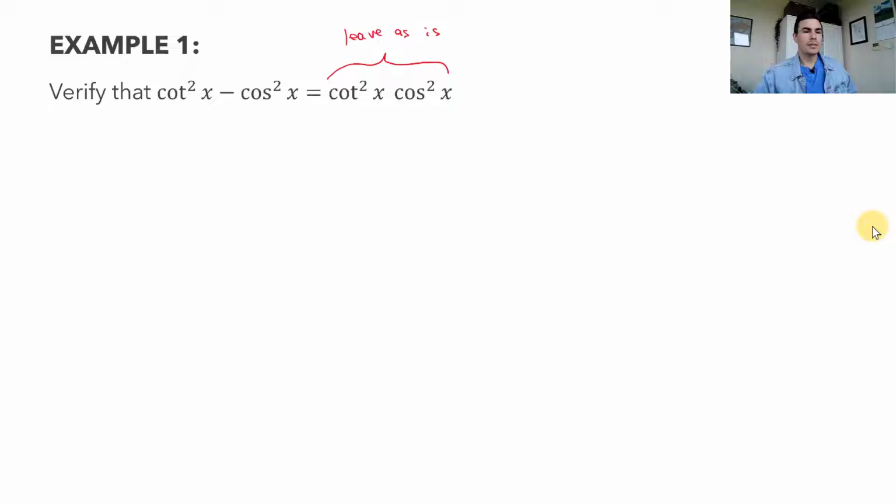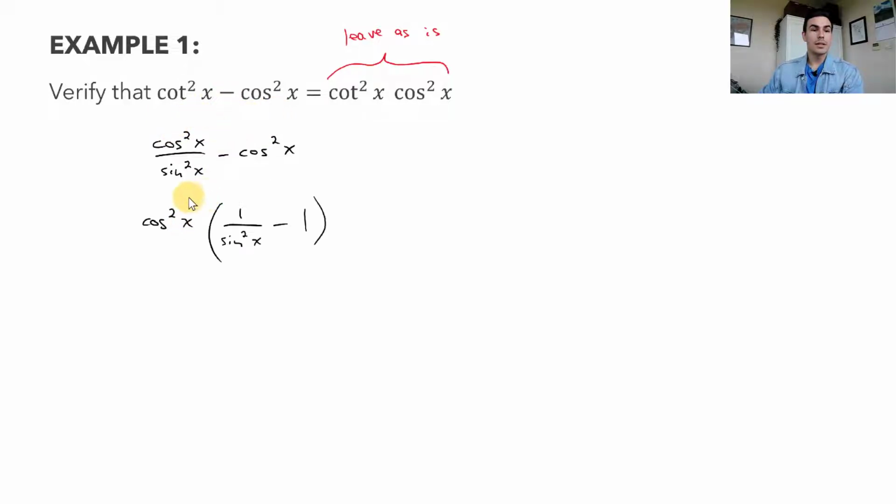So now I'm just going to look at this left-hand side and say, okay, what can I do here? Well, if you're ever in doubt, just put everything in terms of sine and cosine. Everything in terms of sine and cosine is usually a good place to start. So I'm going to rewrite cotangent squared as cosine squared over sine squared x minus cosine squared x. We still have this coming along for the ride, and I can then factor out a cosine squared x from both of these terms. So it's going to be cosine squared x times 1 over sine squared x minus 1.